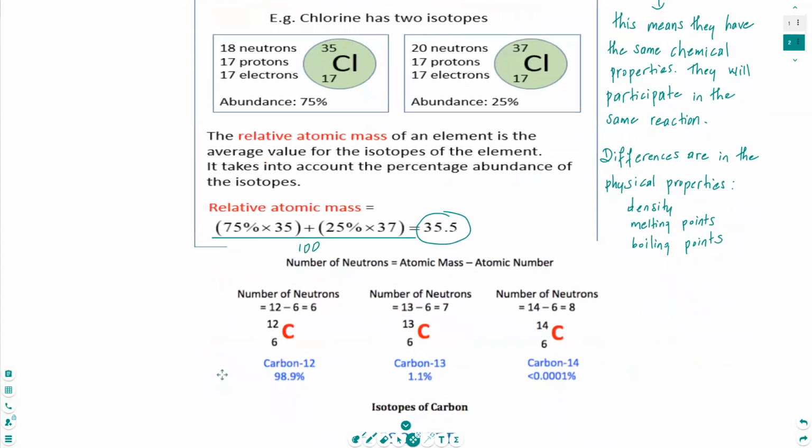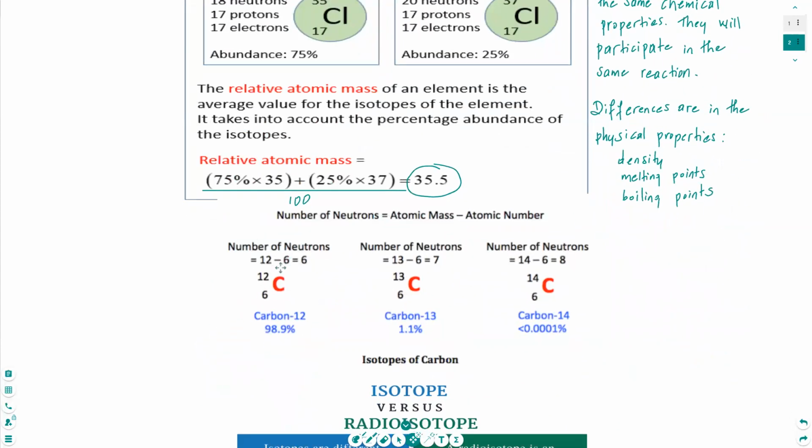Now, let's look at other isotopes. So say, for instance, we have carbon. Most elements do have isotopes. Carbon is another example. We have looked at magnesium thus far. We have seen silicon, we have seen chlorine, and now carbon. So these are just different examples of elements and their isotopes.